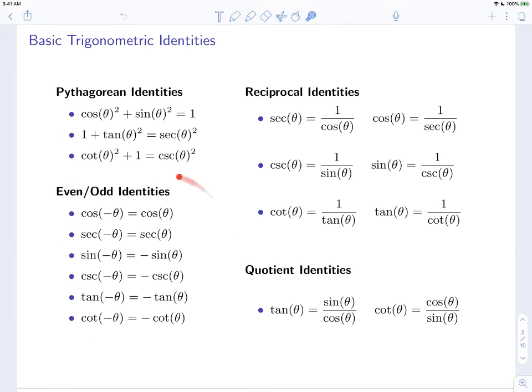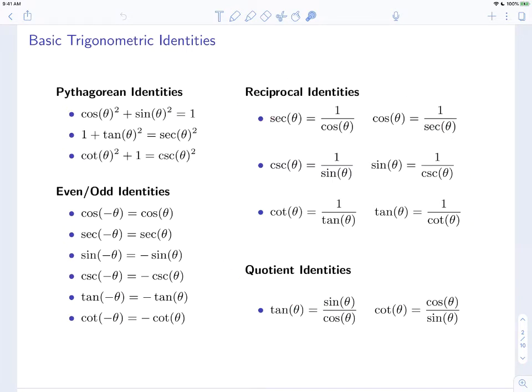Next, we have the odd-even identities. This is just a restatement of the fact that certain trigonometric functions are odd functions and some are even functions. Cosine and secant are even functions. Sine and cosecant and tangent and cotangent, those are all odd functions. The cosine function is even and the sine function is odd, and we can verify that from the definition using the unit circle.